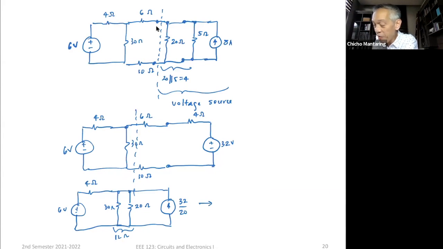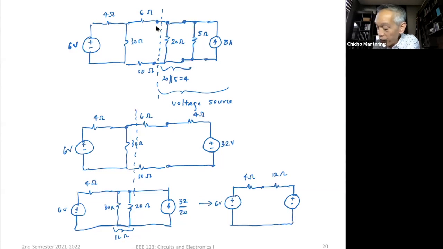So finally, what is my final circuit? I'll have 6 volts. Okay. I have here my 4 ohms. Okay. Itong 12 ohms, I can convert back to a voltage source. Okay, so I'm going to have my 12 ohms in series. And then my voltage source, that's going to be 12 multiplied by 32 over 20, which is going to be 19.2 volts.